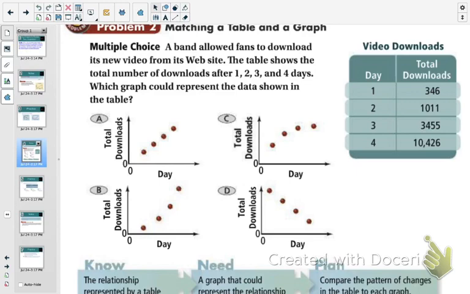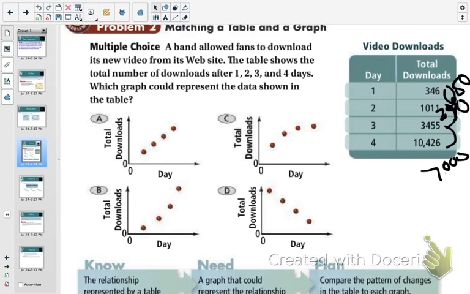So clearly, this video is getting more popular as time goes on, because if you look at this, the first one went up, I'm just going to estimate about 650-ish. Then it went up like 2,400, and then it went up like 7,000. So it's getting more and more popular. This is not going to be a constant, a straight line pattern, because it's not going up the same each time. It's actually increasing more and more each time.